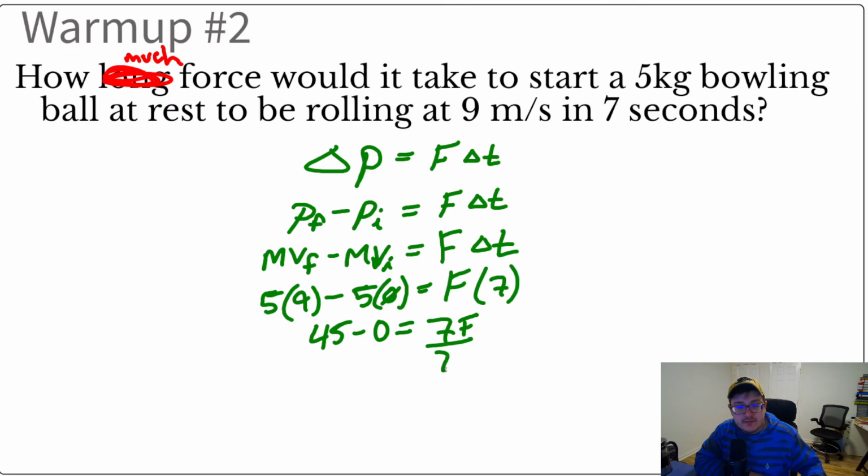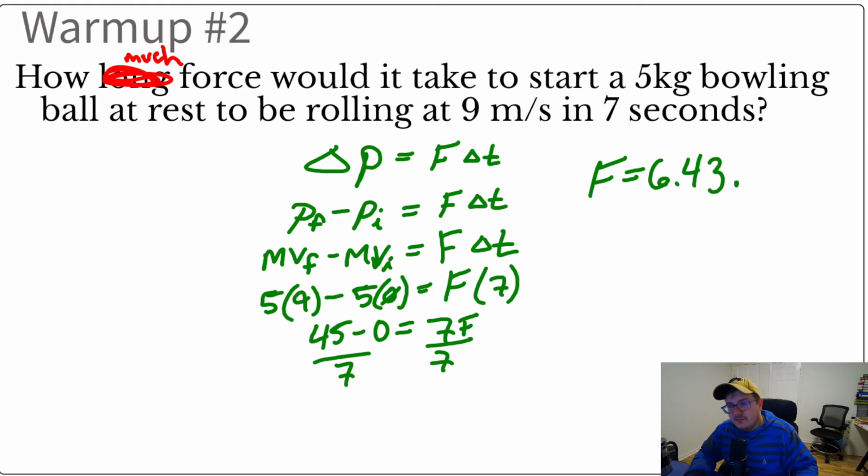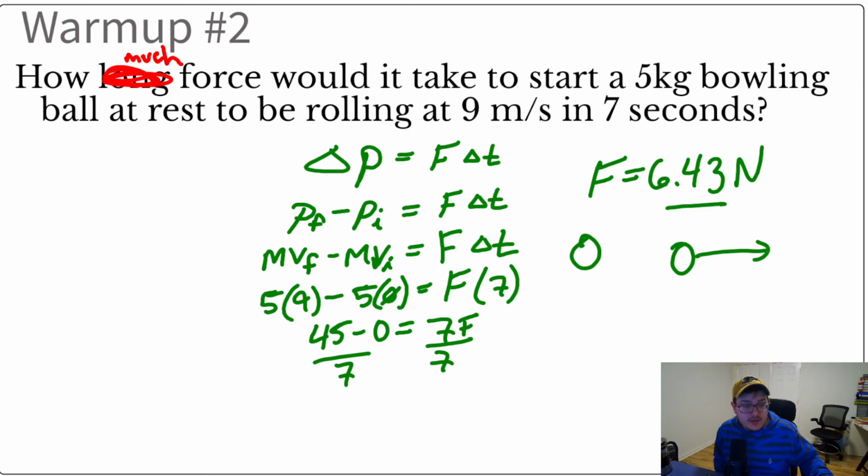Divide both sides by 7. That's going to be some slightly ugly number. 45 divided by 7. So we get a net force of 6.43 newtons. So does that make sense? Does it make sense that it's positive? Well, we got a ball, and then after a while, the ball's going to the right. In order to make a ball go to the right, what direction do you have to push it? That force has to be going to the right. It has to be a positive force.